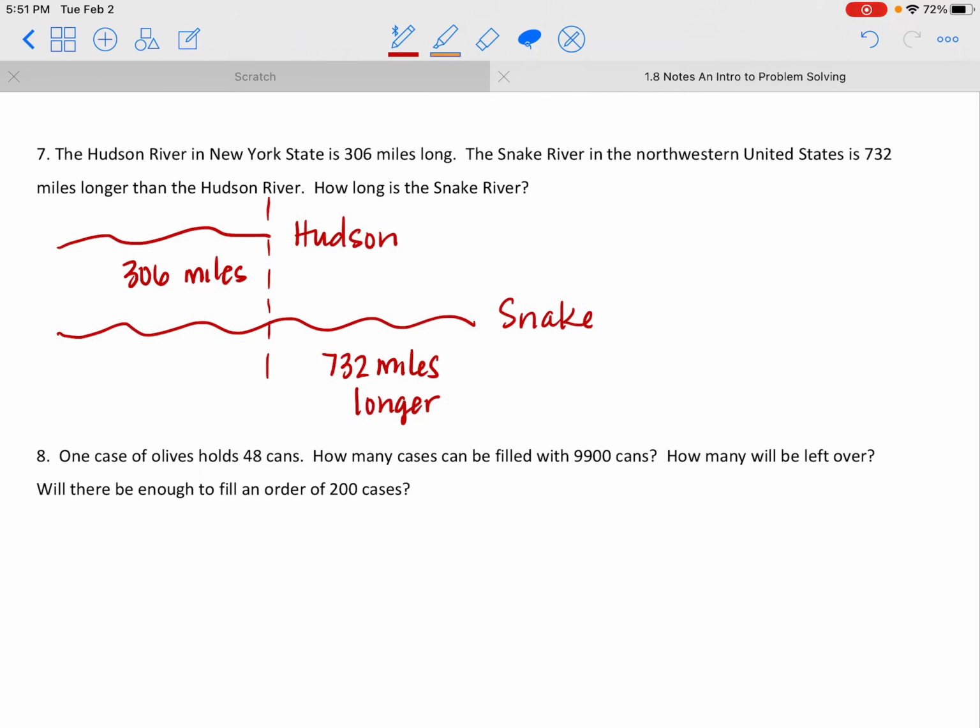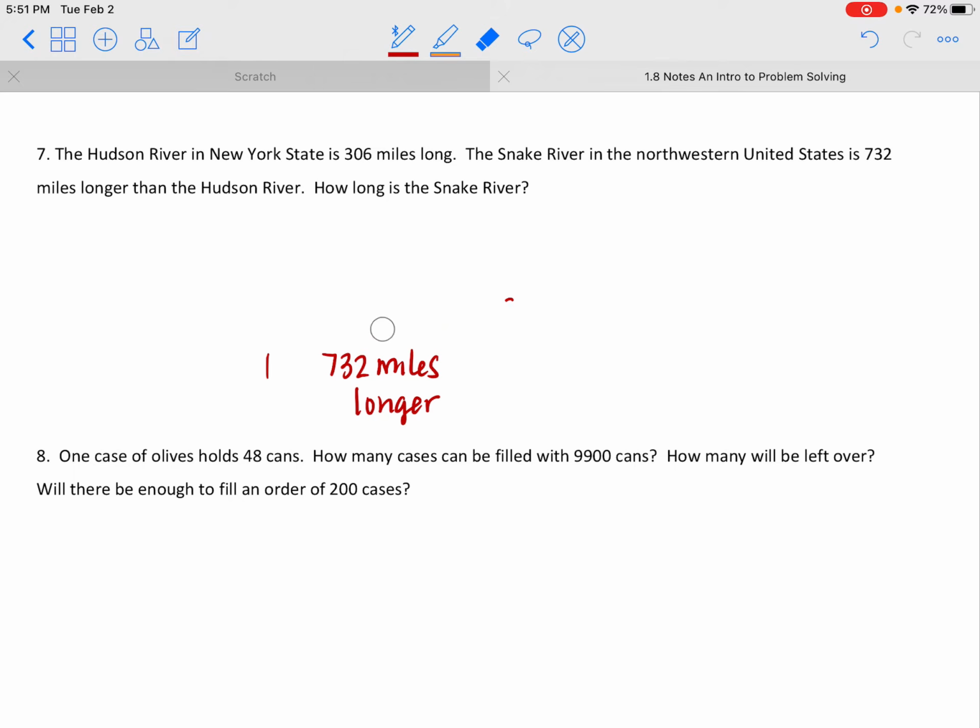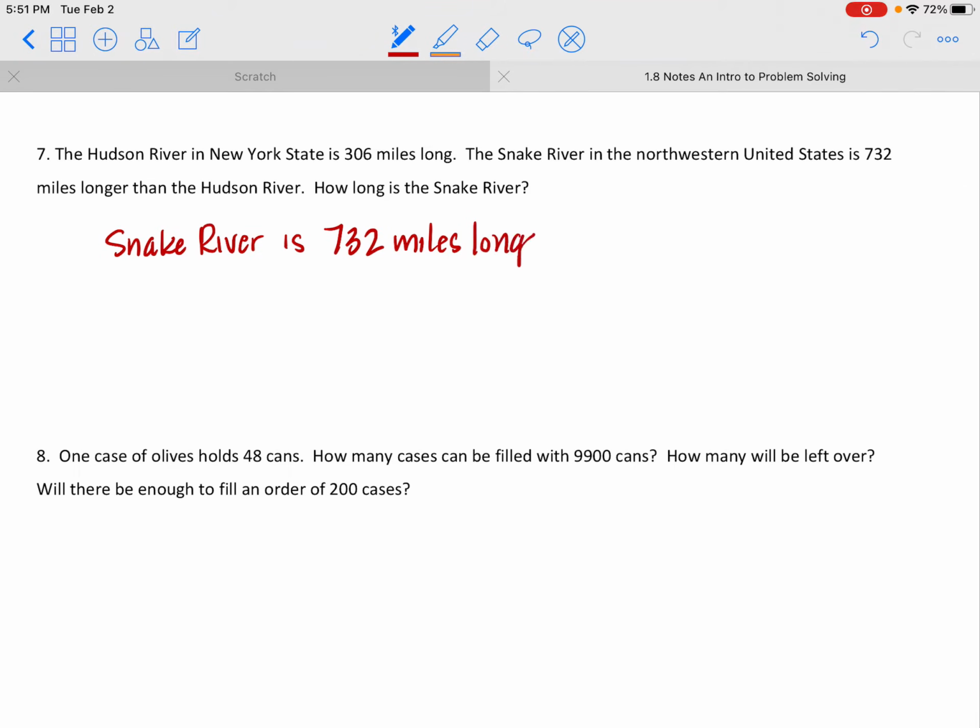I want to get rid of my picture now. My gosh. So we have, geez, now I lost my total train of thought. The Snake River, or the Hudson River, and, oh no, backwards. The Snake River, I'm sorry, is 732 miles longer than the Hudson, okay?